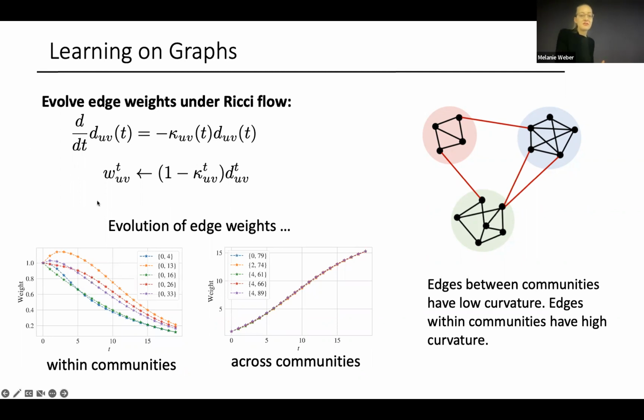What this evolution of the edge weights does is that it basically exaggerates the effect that edges across communities have a lower curvature than within communities. So we see here in an example that the weights, if evolved under Ricci flow, get smaller for edges that are within communities, and become larger for edges that are across communities. So this effect is basically exaggerated and reveals the structure in a more pronounced way.